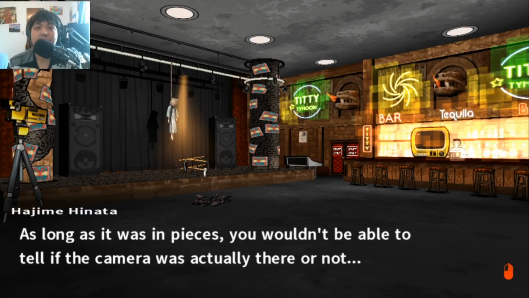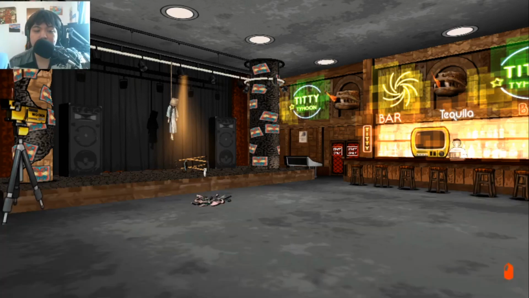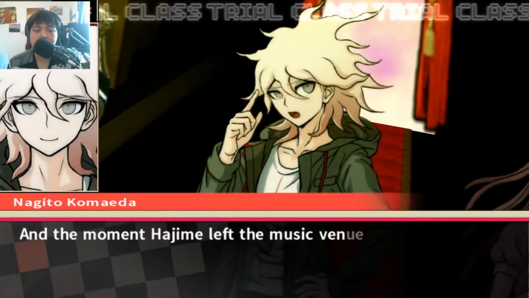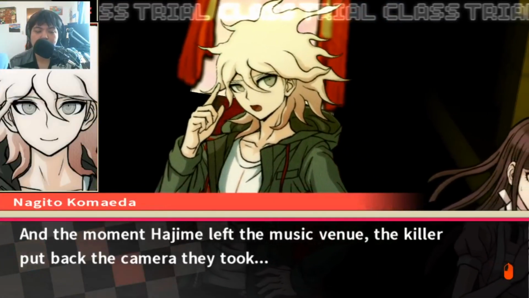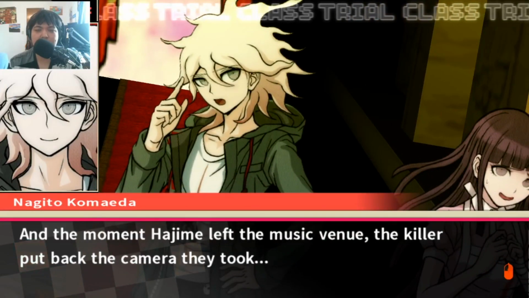I wasn't paying attention. I noticed something on the floor was broken, but my attention was so focused on the body that I couldn't have noticed something like that. And the moment Hajime left the music venue, the killer put back the camera they took. Meaning they destroyed the camera along with it?